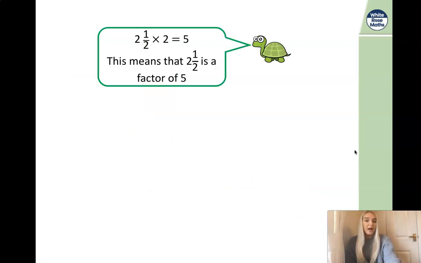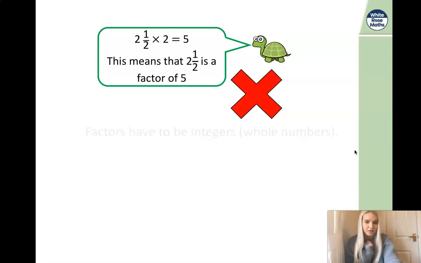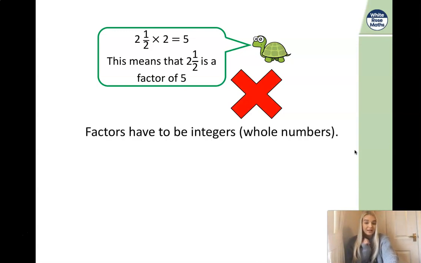Okay, we have a sentence here, and it says 2.5 multiplied by 2 is 5. Now that's true, we know that. But Tiny the Turtle says that this means that 2.5 is a factor of 5. Do you agree with Tiny the Turtle? No, we don't agree with Tiny the Turtle, because factors have to be integers, and that is whole numbers, okay? So we can't have halves of numbers, all right?